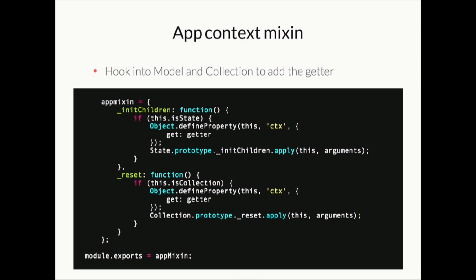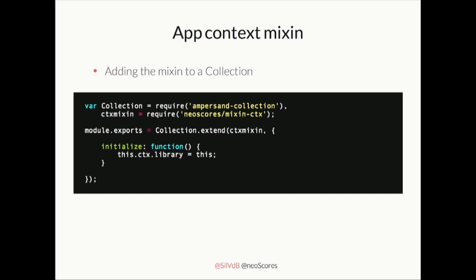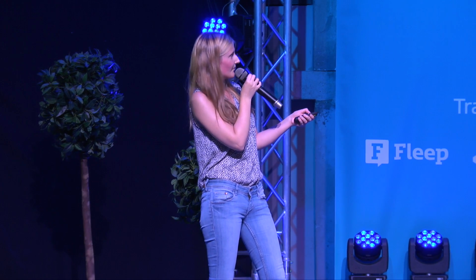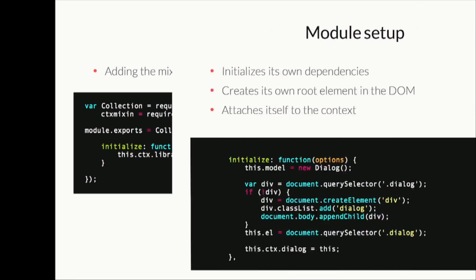The second part of the mixin is hooking it into ampersand code. We do that by just hooking into some methods that are run while initializing models and collections. To use this mixin, you just have to add it in this way, CTX mixin here. And then you can use this.ctx as a variable, always. So that's the context mixin, but I thought I'd share this with you simply because it's something we faced and found a solution for.